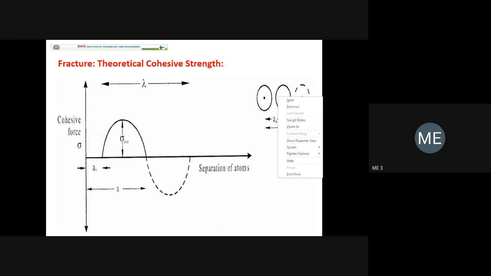Can you see the diagram? PPT. Yes or no? Yes, sir. Okay.